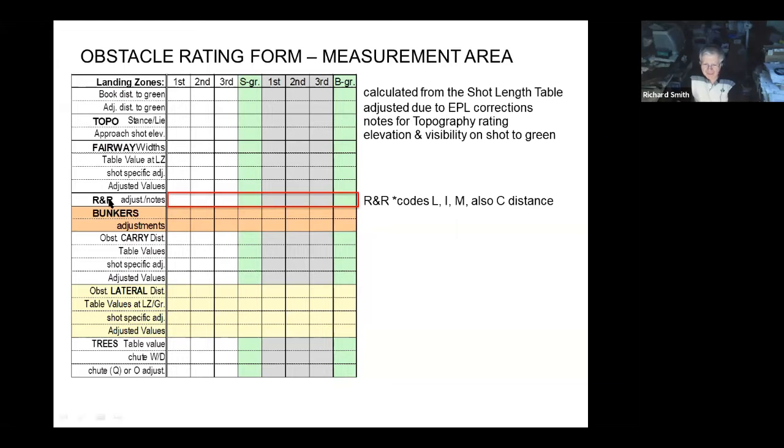Down here we have a line where we can put codes and notes for rough and recovery. Codes like L for layup, I for inconsistent, M for mound, C for carry. We'll see those adjustment codes in detail, of course, when we get down to that specific obstacle in a little while.